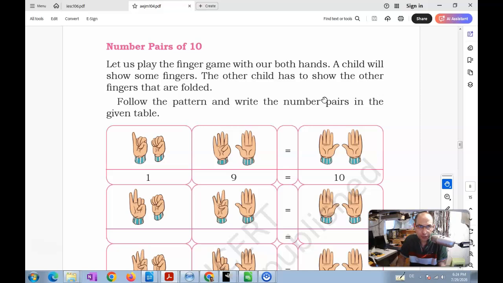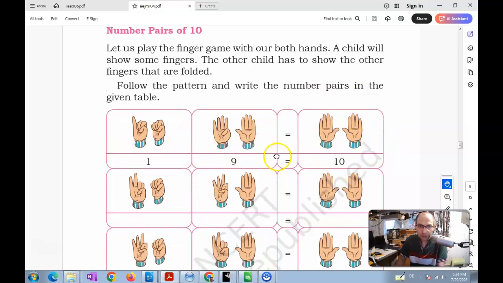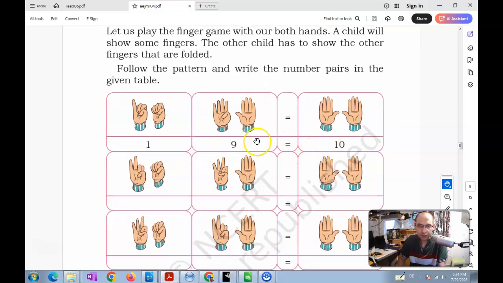You can do number pairs for any number, meaning that here they have done it with hands. For example, over here they have put up one finger and 9 fingers. That essentially makes 10 fingers, which means that the number pair for a 10 would be 1 and a 9.